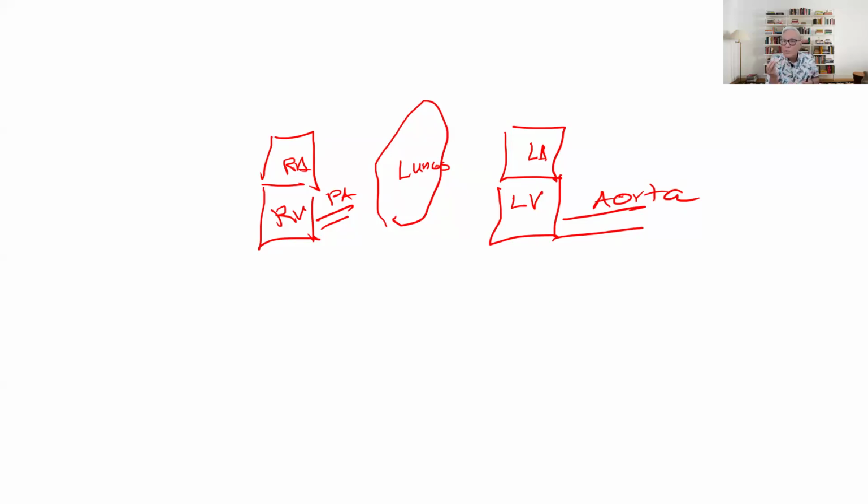Is it the same as preserved ejection fraction versus reduced? Yeah, Patrick, we'll go to the ejection fraction in a little bit, okay?